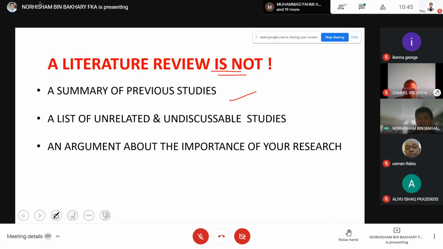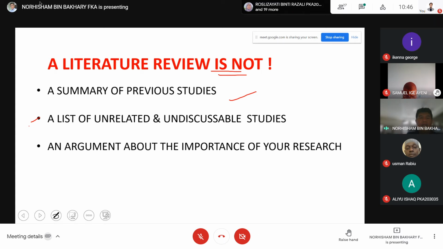So you can just straight away filter what are the related articles or not. So it is not very difficult. All right. So the second one is a list of unrelated studies. So it is not a list of unrelated or undiscussable studies. Whatever paper that you do not refer to in your thesis, don't include it in your literature.